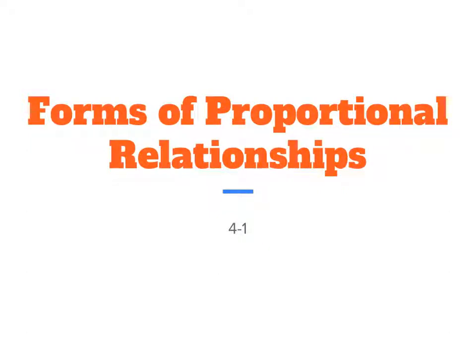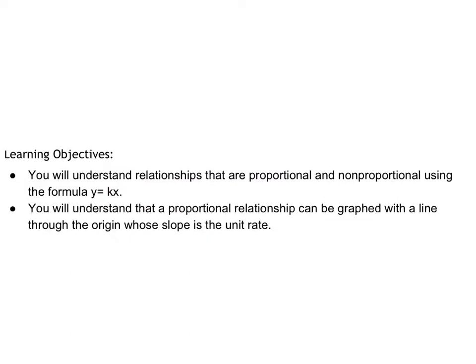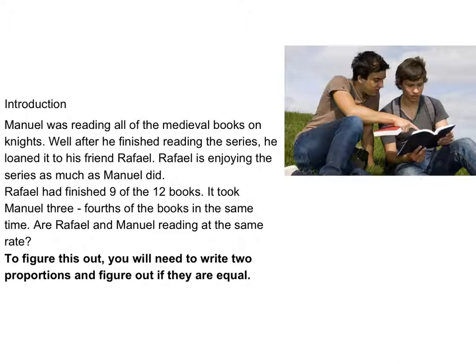Welcome to Lesson 4.1. Today we're going to talk about forms of proportional relationships. Our learning objectives for today: you'll understand relationships that are proportional and non-proportional using the formula y = kx, and you will understand that a proportional relationship can be graphed with a line through the origin whose slope is the unit rate. Here's our introductory problem.